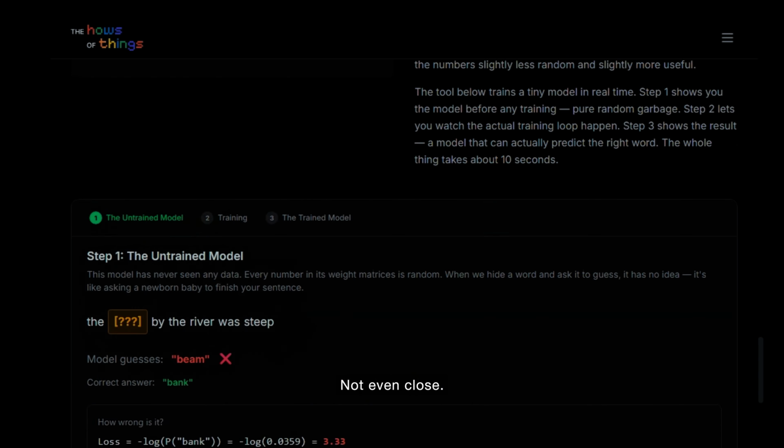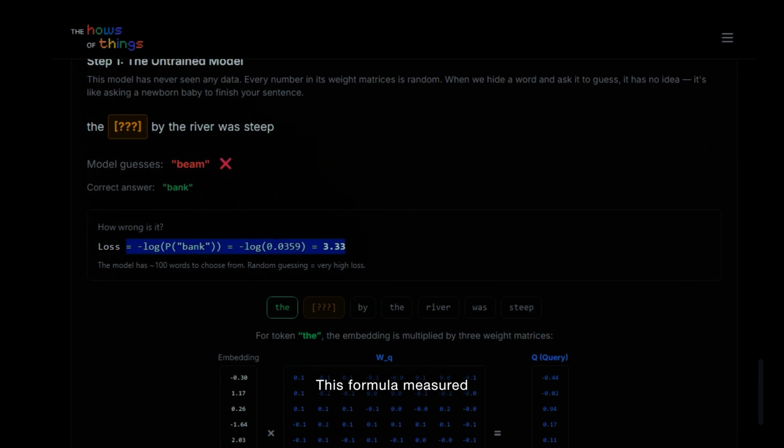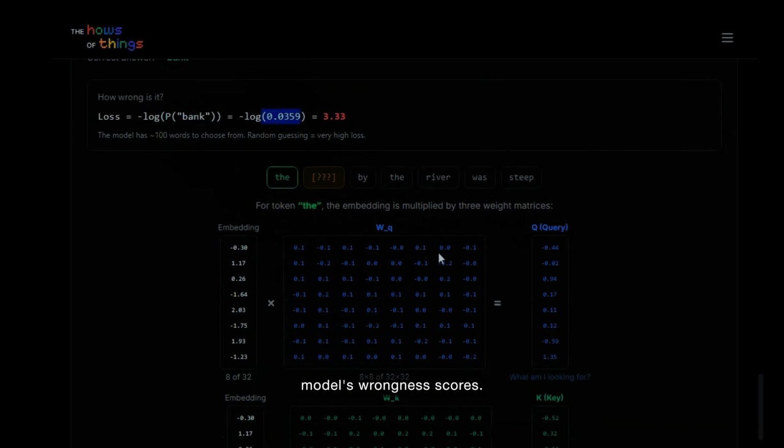It guessed bean, not even close. This formula measures how wrong the guess was. It's asking what probability the model gave to the correct word, bank. It gave it 0.03, almost zero. When you take the negative log of a tiny number, you get a big number, 4.70. That's the loss, the model's wrongness score. The higher the number, the worse the guess.